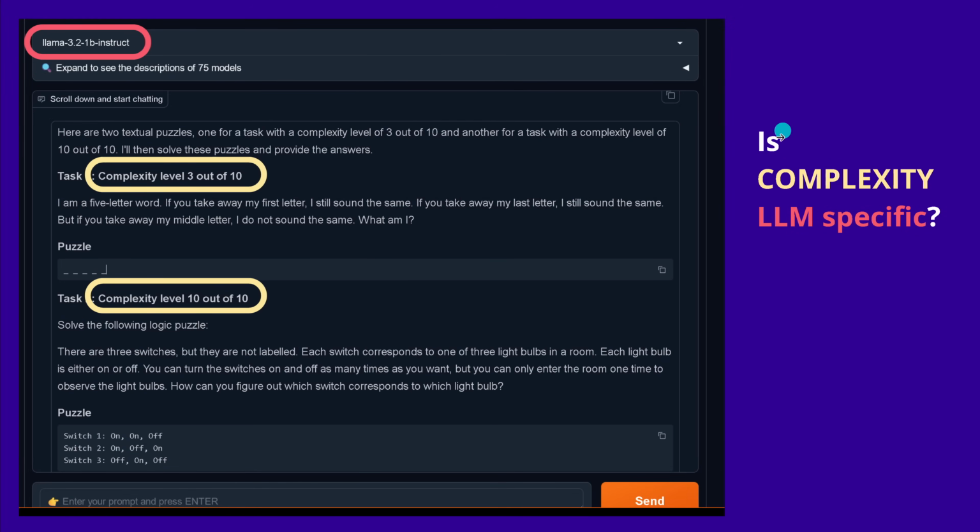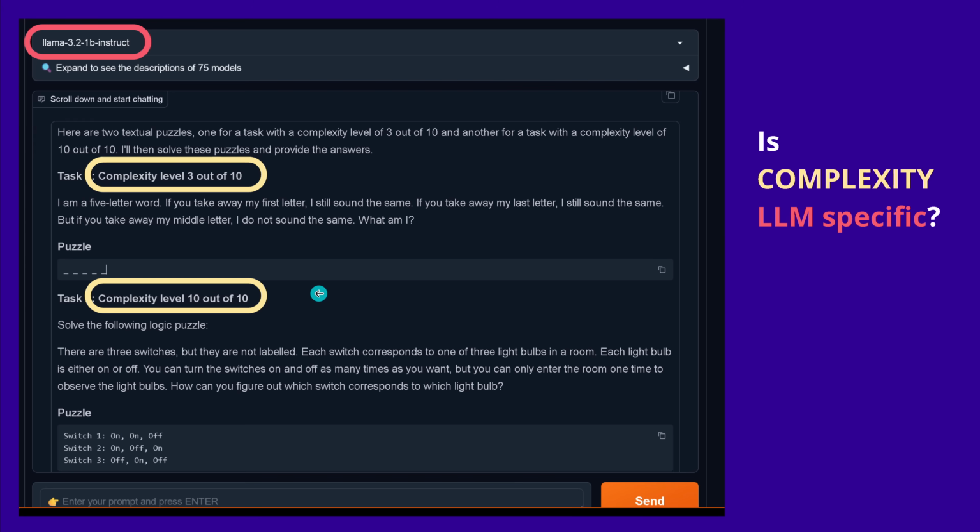And if we want to answer, is complexity LLM specific? You see this here: I'm a 5-letter word. If you take away my first letter, I still sound the same. If you take away my last letter, I still sound the same. But if you take away my middle letter, I do not sound the same. What am I? For a Llama 3.2 1B, this is a complexity 3 out of 10.